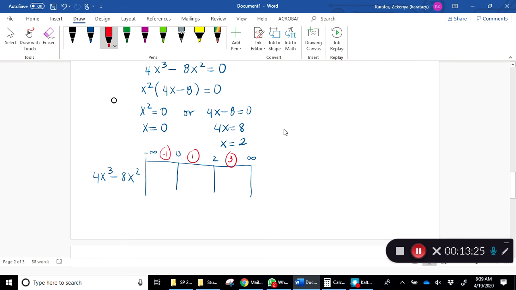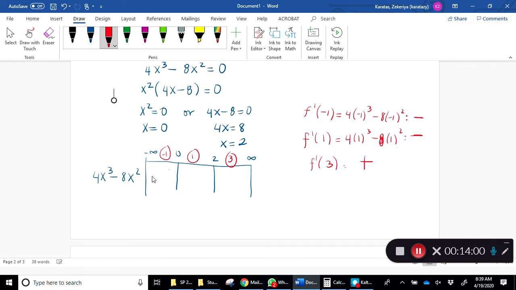So let's find f prime of negative 1. You can check that easily. So 4 times negative 1 to the third minus 8 times negative 1 squared. That's going to be negative. But it's so interesting. If you check f prime of 1, that's 4 times 1 to the third minus 8 times 1 squared. That's going to be negative as well. And if you check f prime of 3, that's going to be positive. So you'll get something like negative, negative, and then positive.